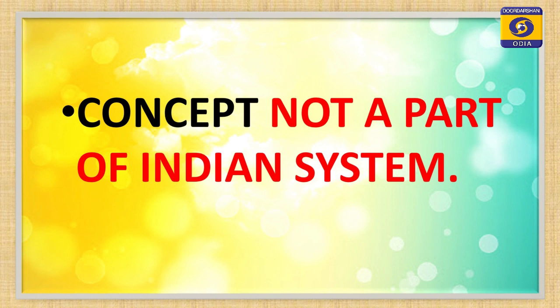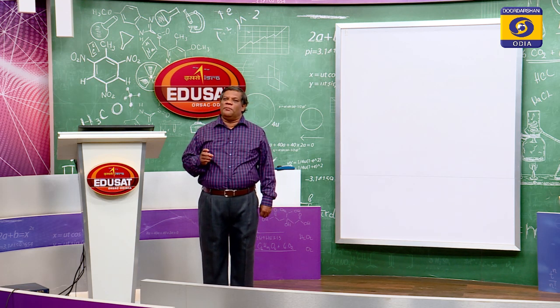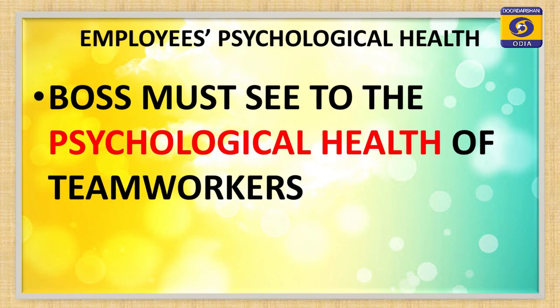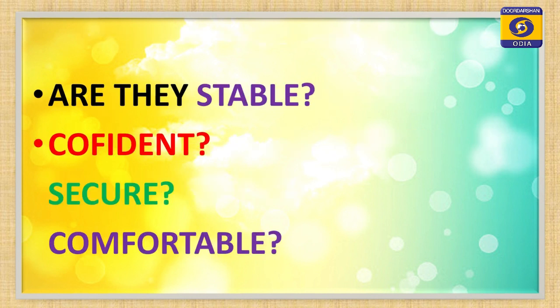And this concept is not a part of the Indian system. In India, there is a crab mentality. Everybody wants to be important. A man who is in the office wants to be important himself, and therefore important things have to be taken care of. The boss must see to the psychological health of the workers also, and the boss also has some duties. He should not only criticize the inefficient people in the public or general meeting. He should also see to the psychological health of the people, that is, the mental condition of the people, whether they are safe, stable, secure, comfortable. These are the major things the boss should take care of.